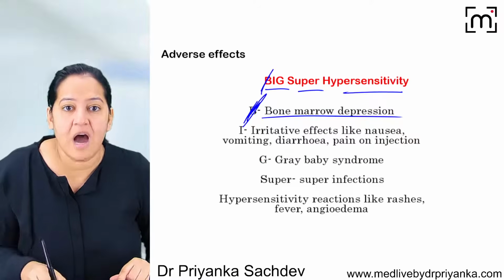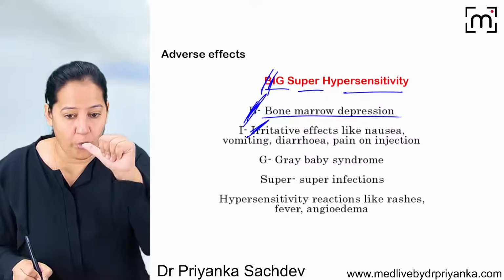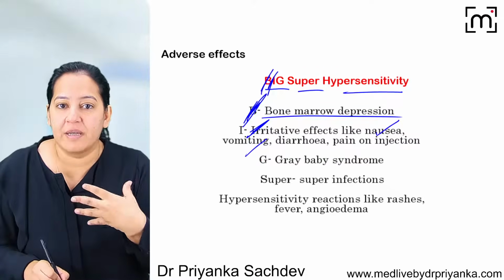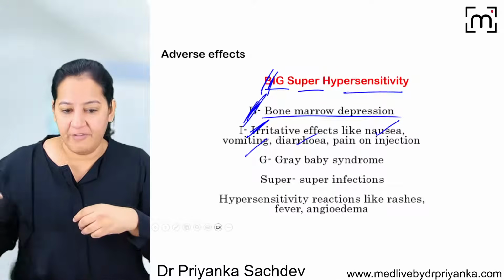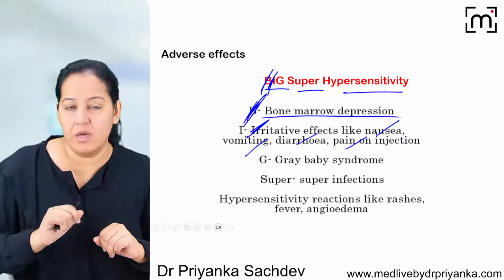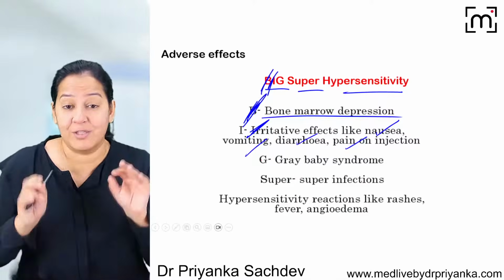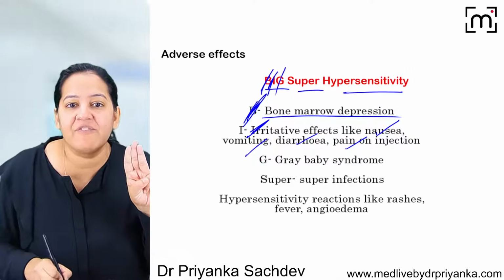We cannot afford that. I stands for irritative effect. If you give by mouth, I mean oral, the patient will have nausea and vomiting. And patient can have diarrhea also. And if you give injection, patient will have pain. So whichever route you are giving, it is irritating that route. You are giving oral route, patient has vomiting and diarrhea. If you are giving injectable route, patient has pain. So irritation.